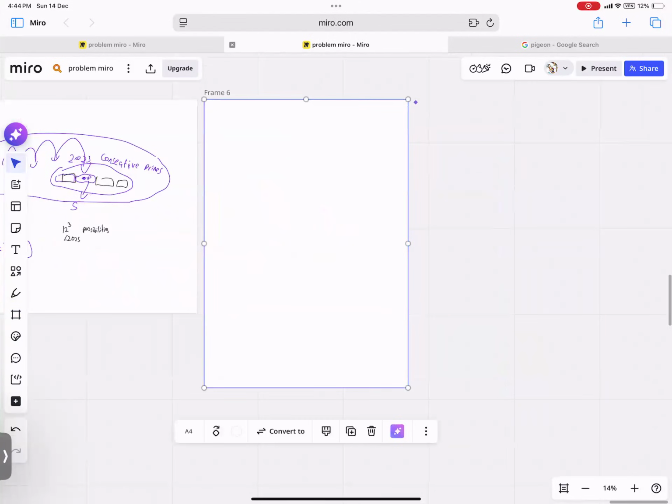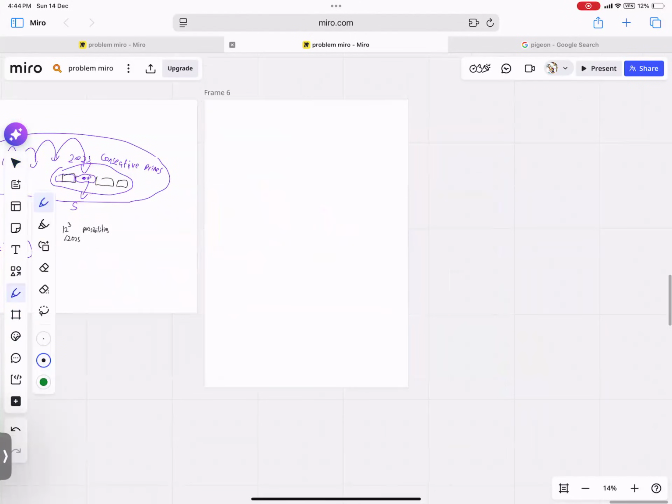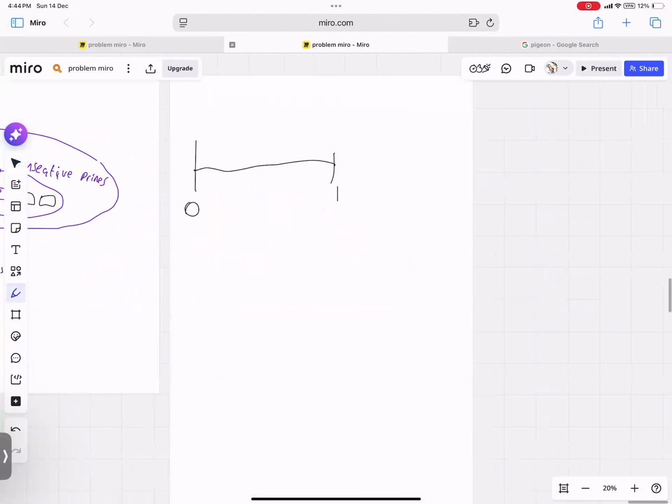So what I'll talk about is PHP and CombiGeo. So the idea is, say you have a segment of length 1, and on this segment you have some more segments.